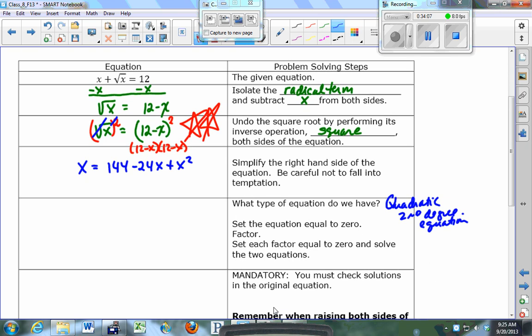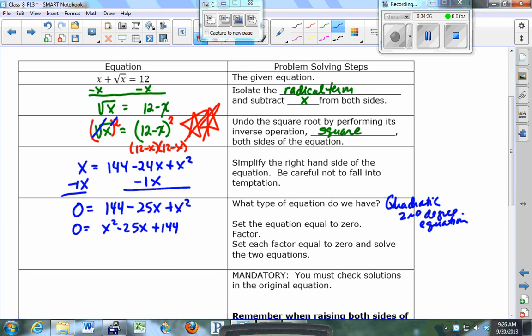So we've got to set our quadratic equal to 0, and we're going to do that by subtracting 1x from both sides. And on the left side, we get a 0. And on the right side, we have 144 minus 25x plus x squared. Now, we usually put our quadratic equation in descending order with the highest degree term first. So I'm just going to rewrite this and put it in descending order. So the question is, can you factor this?